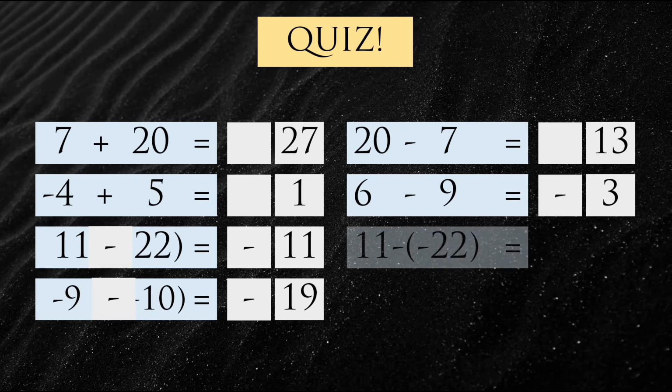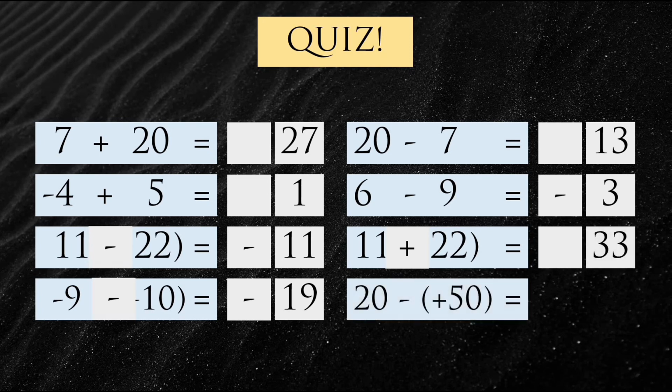So number 7, 11 minus negative 22 equals. So you can see two negative signs. Negative combined with negative is positive. Then you can just add the numbers. So 11 plus 22, 33.